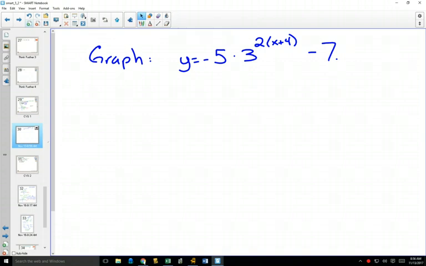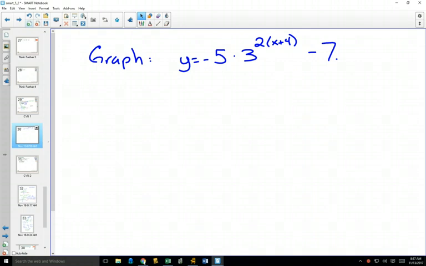Recall from transformations, we would work from left to right. But before we even do that, one of the things that you always did in transformations, before you worked left to right, is you thought about, what was my parent graph? What graph am I going to base things on? And so we need to look at this and say, well, where's my x? My x is in an exponent. So my parent graph is going to be an exponential graph, which kind of makes sense because that's the unit that we're on.